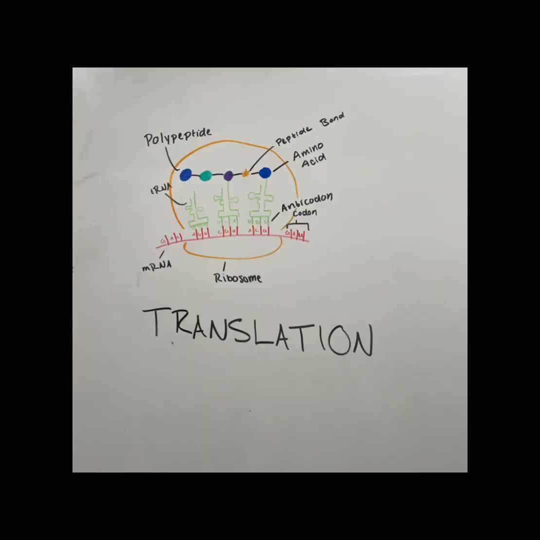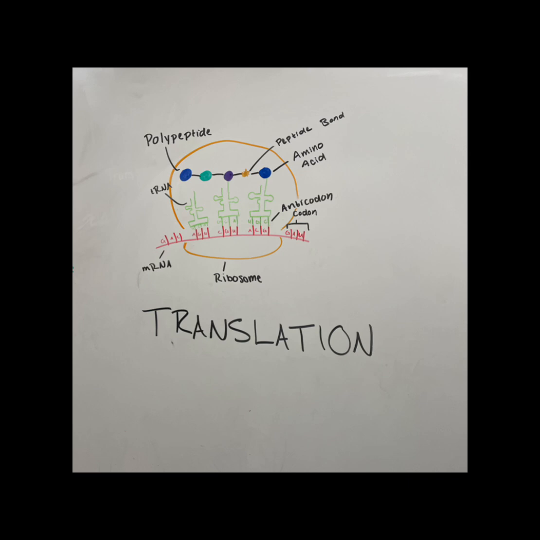Translation is the process of building a protein, one amino acid at a time, from the genes in the DNA. All 3 types of RNA are used in the process, and it occurs on a ribosome in the cytoplasm of a cell. The first step is initiation. First, the rRNA in the ribosome binds to the mRNA at the start codon.